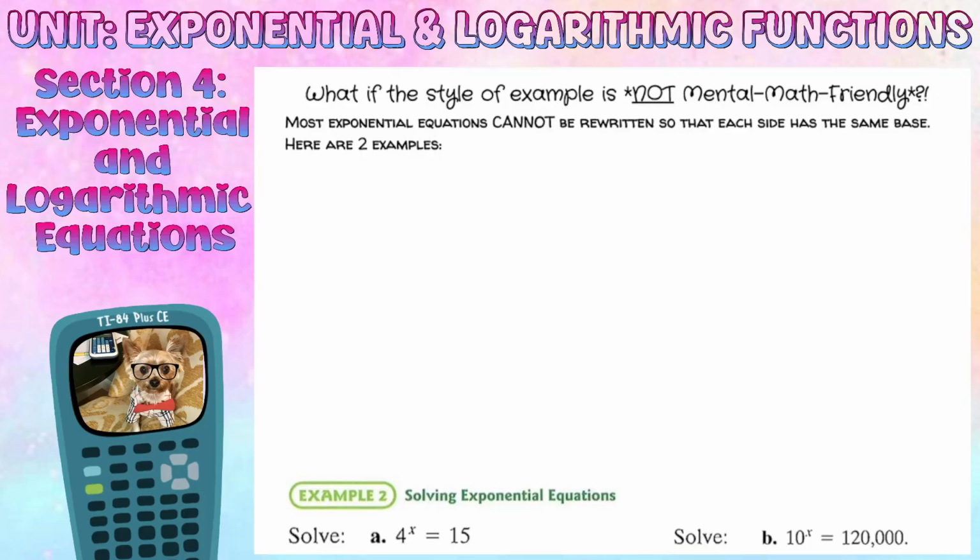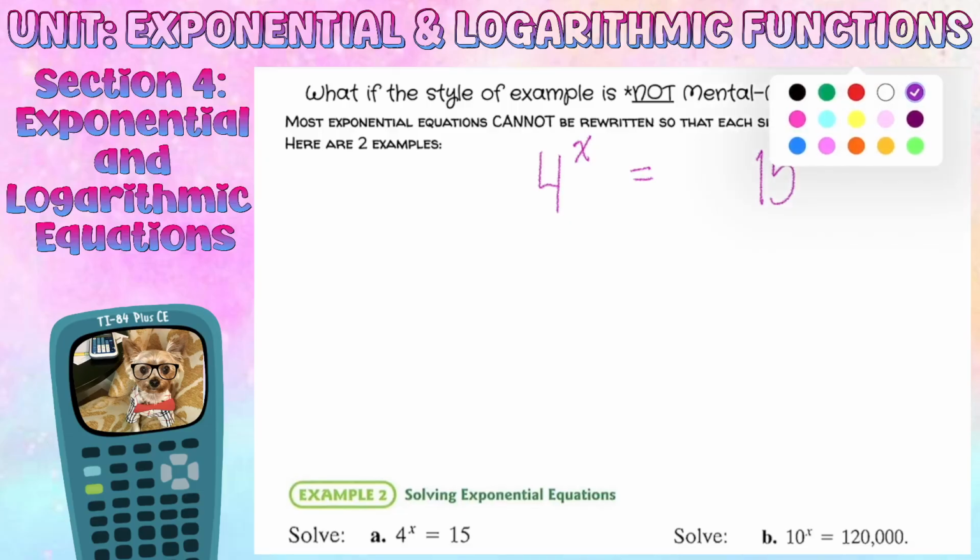So just a quick little chat, but if I had an example like example 2 below, where I have 4 to the x power equals 15, I can't make them both 4 to a power, 2 to a power, anything like that. It's not natural in that way. No pun intended with the natural. So what am I going to do instead?